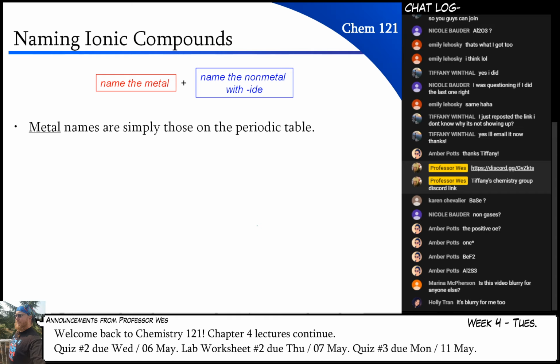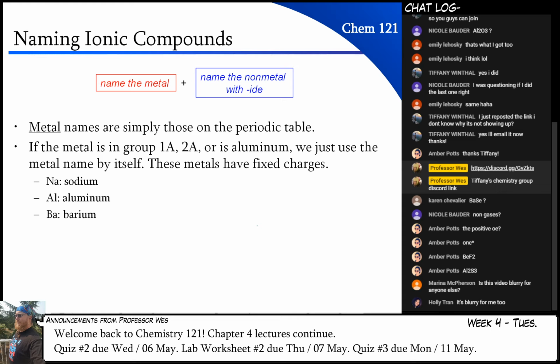So again, metal names just come straight off the periodic table. And if the elements are in group 1A or 2A, or you're looking at aluminum, then all you do is write its name. And those are the names off the periodic table, no problem.